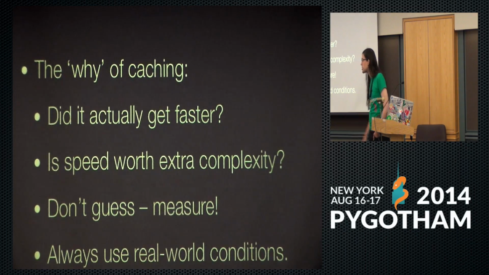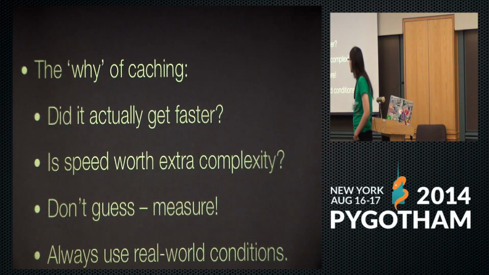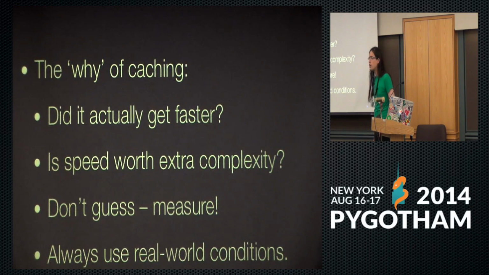So did it actually get faster when you added a cache? There are all kinds of scenarios in which you can add a cache and it can go slower. And you won't actually know unless you're monitoring it. Is that speed even worth the extra complexity? Because maybe that 100 milliseconds extra to return a response to the user sucks, but maybe it doesn't suck as much as your 4-person developer team now having to maintain 10 extra servers. Don't guess on these things. Measure them, and always use real-world conditions.